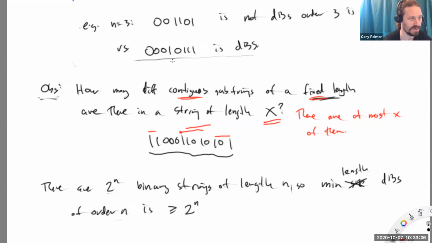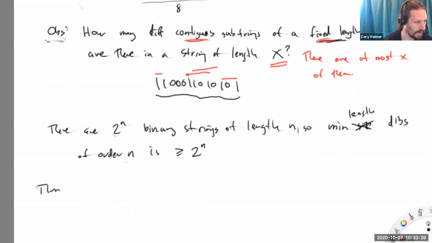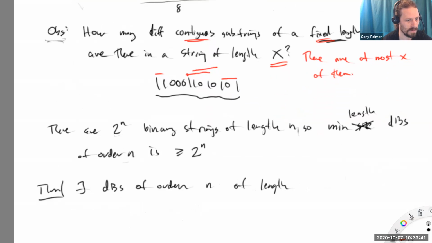I mean, yes, we had examples here. This was length 8 and had all 8 of them. And the example for n equals 2 was length 4 and had all 4 of them. But in general, maybe it's much longer, right? Maybe it's much longer. The theorem is no. There exist de Bruijn sequences of length exactly 2 to the n. And the theorem I'm going to prove here will also actually produce one for us. Okay. So there exist de Bruijn sequences of order n of length 2 to the n, which is the shortest they could possibly be by the above observation. There's no way to have a shorter one than that.